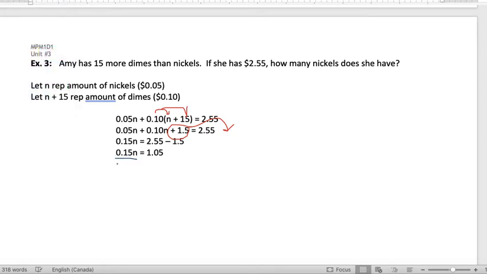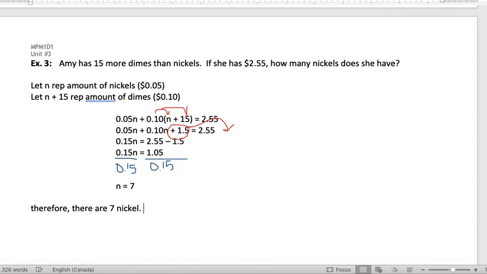So here we're going to divide by 0.15. What we do to one side, we do to the other, 0.15. And we are going to be left with n is equal to 7. So what does this tell us? n is equal to 7. This means that, therefore, there are 7 nickels.